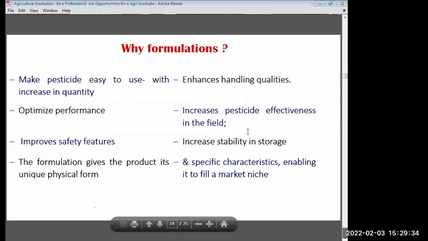Then why do we make a formulation? So that it is easy to apply. Actually, the volume of the toxicant is enhanced. Instead of applying only 30 grams, we mix with some other thing and make it 100 ml. Likewise, the formulation improves the efficacy so that it is uniformly distributed.